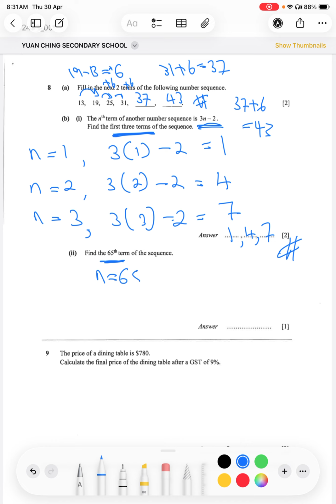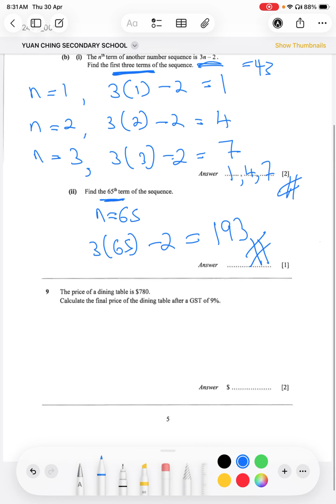Means when n is 65. So again, you press calculator, we get 193. That's your answer. Okay, for this part.